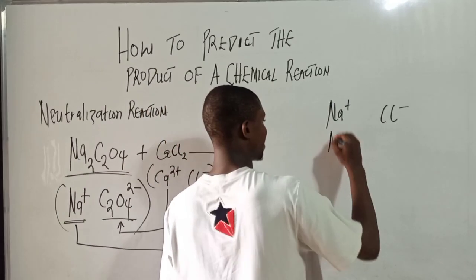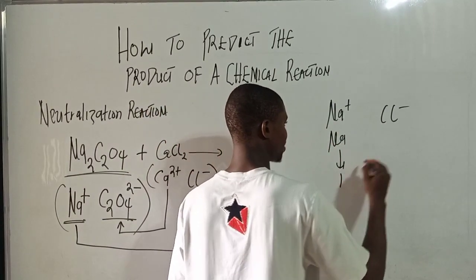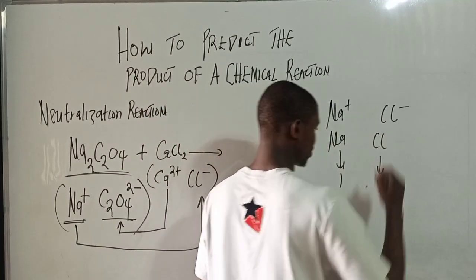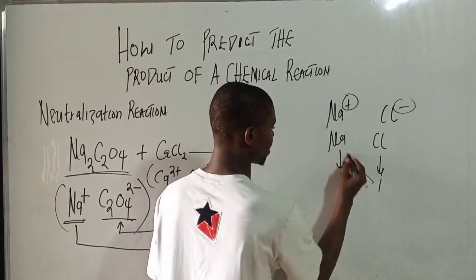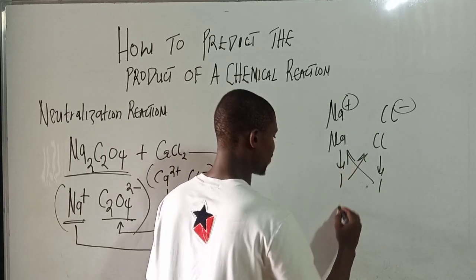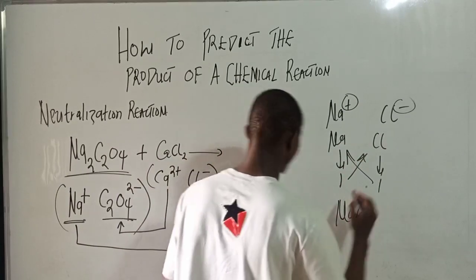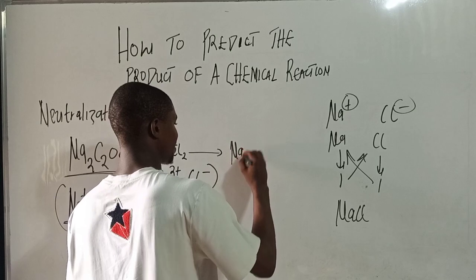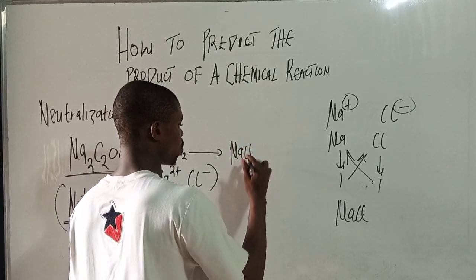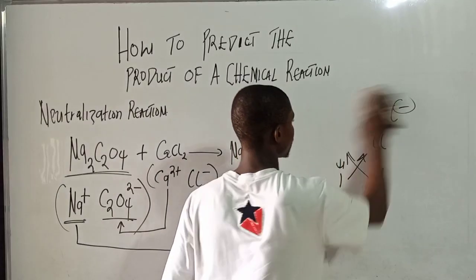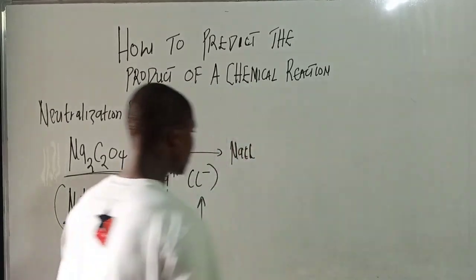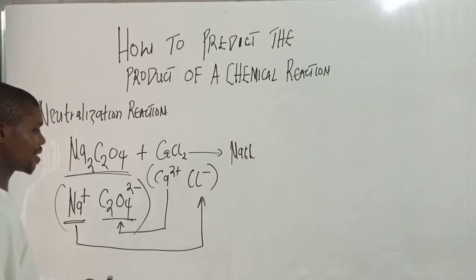You want to write here Na which is 1, Cl which is 1. You see that, because this is plus 1 and minus 1, they will interchange. What happens here? We have NaCl. You get that? So this is one of the products.